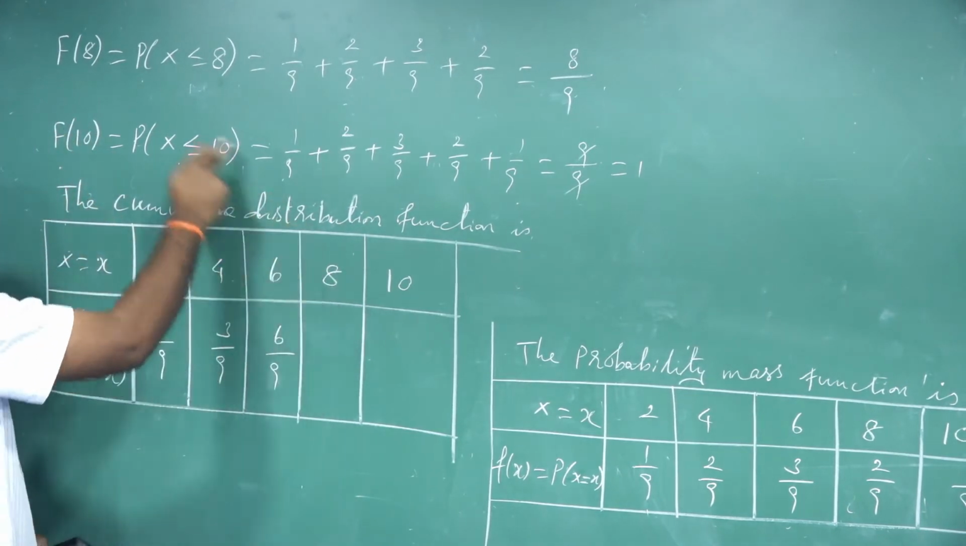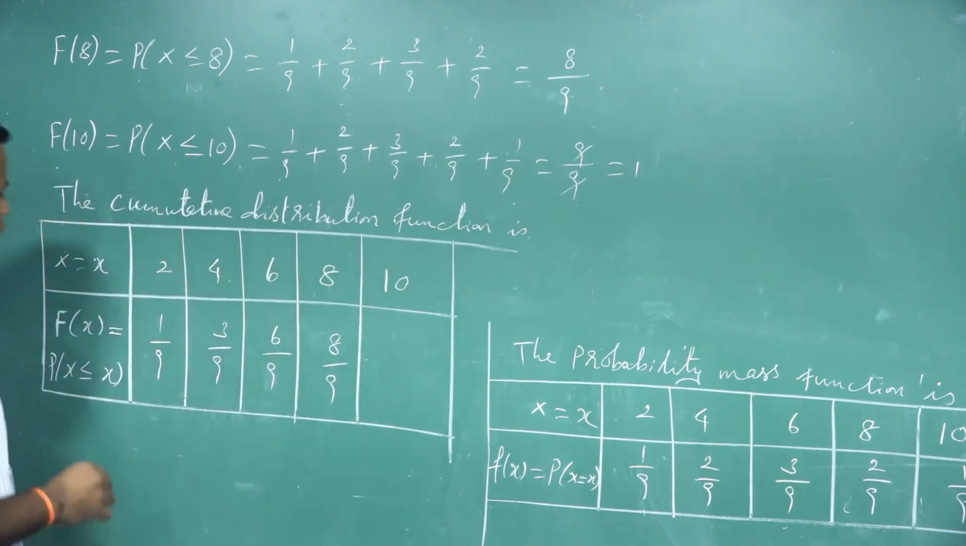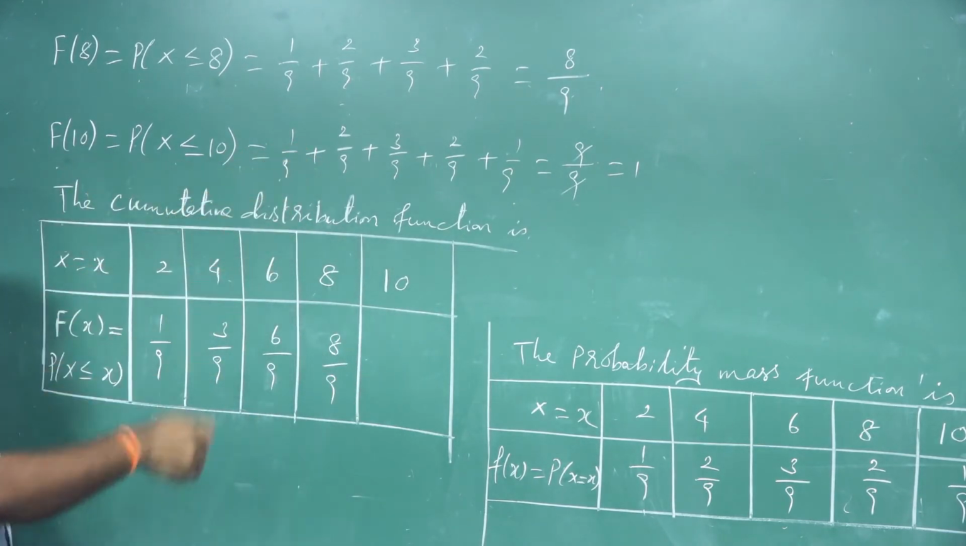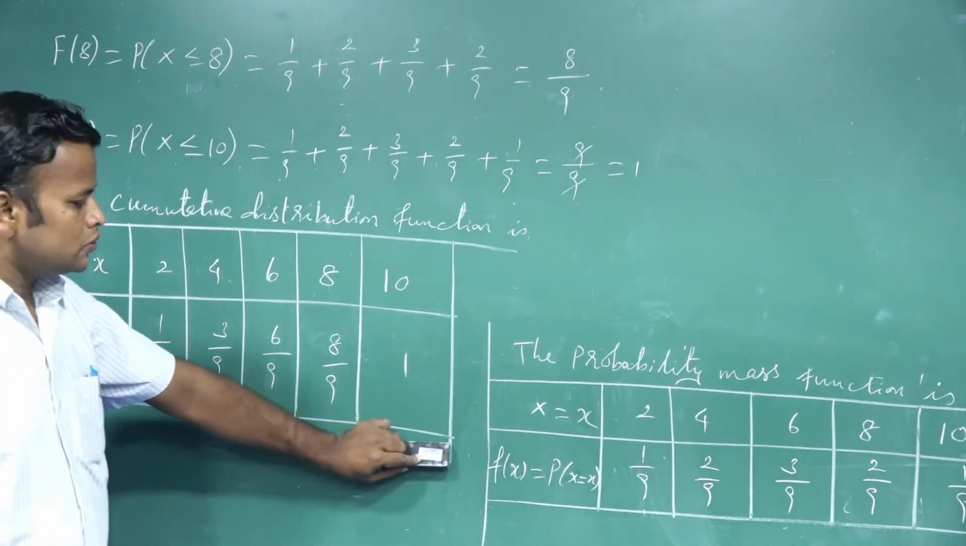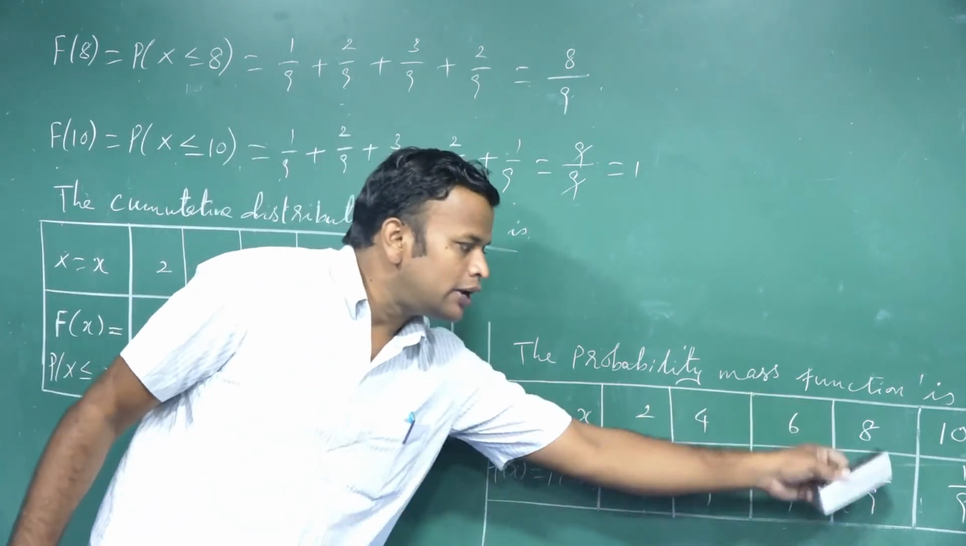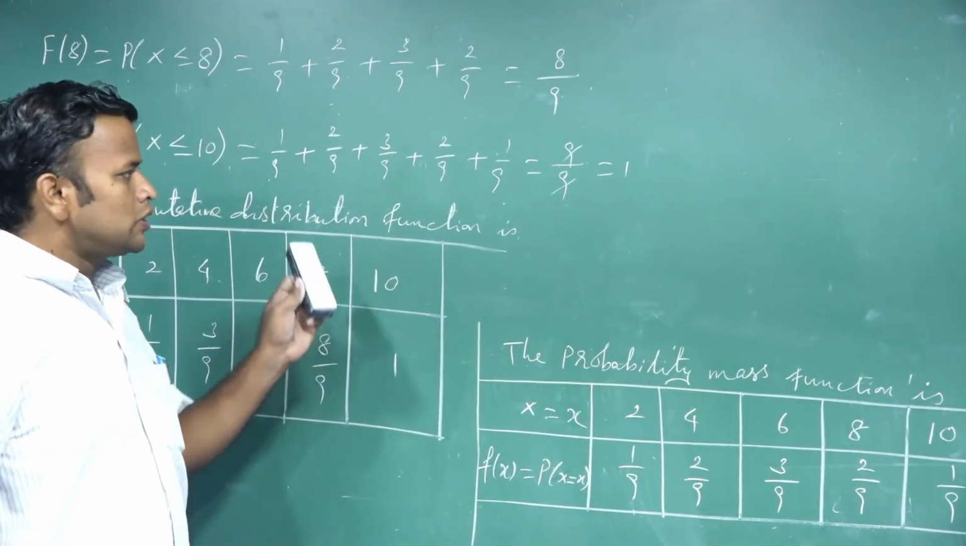And f of 8, we find here, is 8 by 9. And last, f of 10, the value of f of 10 is 1. So we find the cumulative distribution function also. I need these values of the table, so I don't rub out this table. Now the second subdivision is completed.